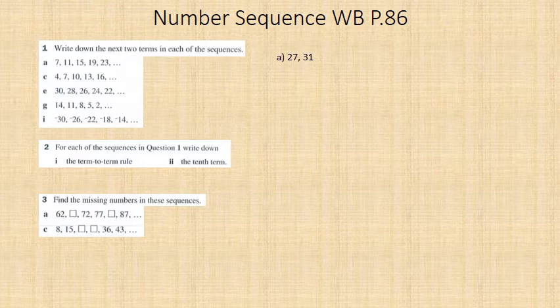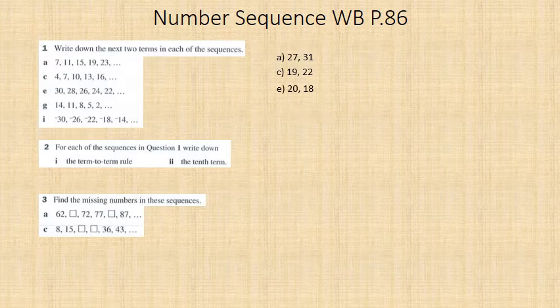Okay, so let's go for the second one here. 4 plus 3 equals 7. 7 plus 3 equals 10. Yes, I'm adding 3 every time. So 16 plus 3 equals 19, and 19 plus 3 equals 22. Here in letter E, it's 30. Minus 2 equals 28. Minus 2 equals 26. Minus 2 equals 24. So I'm subtracting 2 every time. 22 minus 2 equals 20. And 20 minus 2 equals 18.